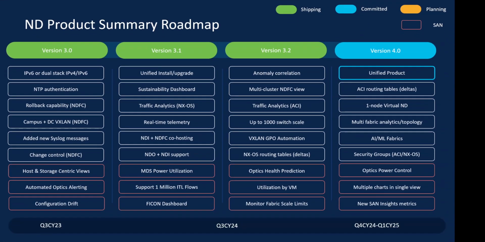Okay, here you can see the features that are shipping for versions 3.0, 3.1, and 3.2. You can also see some of the features that were committed for version 4.0, which includes provisioning automation and templates for AI/ML networks, including best practice configurations for priority flow control and explicit congestion notification in order to make the network lossless for AI workloads. Some of the features are also related to NDFC SAN.